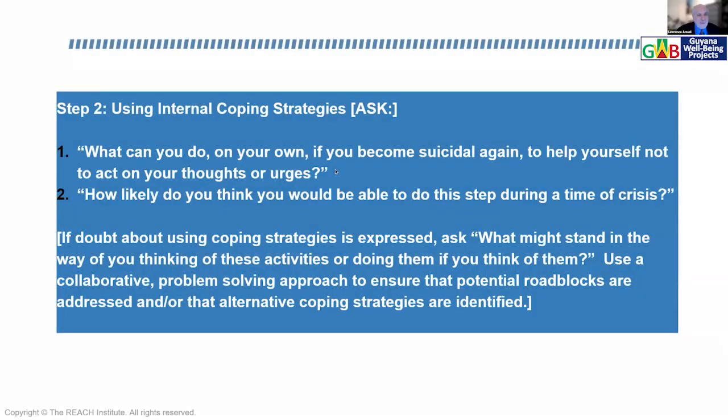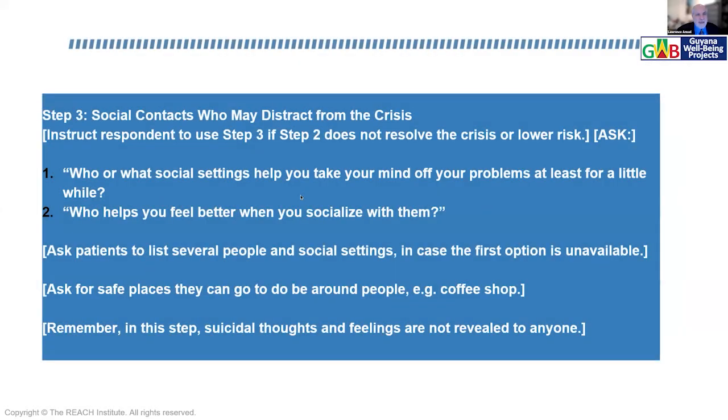Where did step 2 go? Oh, I'm sorry. Step 3 is social contacts. Who might distract you? And what are the social settings that take your mind off your problem? So maybe you'll go to the gym, and you happen to know this particular gym has pickup basketball games that you can get involved in, or there's a friend, or a girlfriend, or a boyfriend, or somebody who helps make you feel better. Now, this is socializing. This is not having to do with family yet. Step 4 is going to be family supports, but this is social supports in your life.